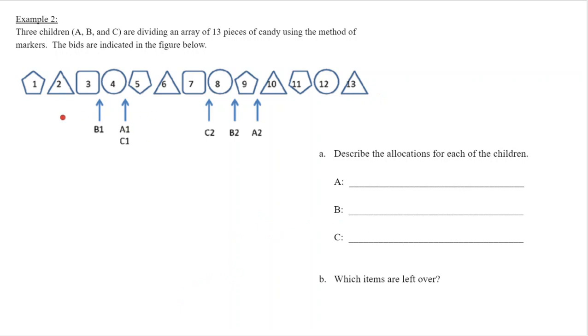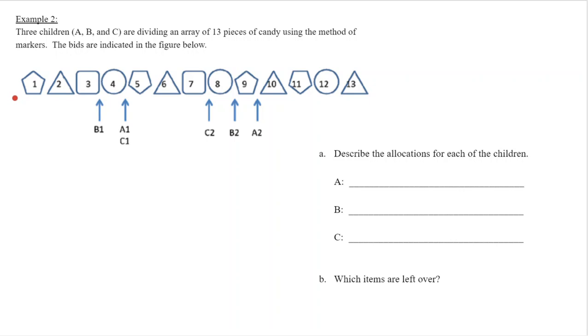Child A thinks that 1 through 4, 5 through 9, and 10 through 13 are all equally valued. Child B thinks that 1 through 3, 4 through 8, and 9 through 13 are equally valued. And child C thinks 1 through 4, 5 through 7, and 8 through 13 are equally valued. Now that we have our bids, we're going to go through and do our allotment.